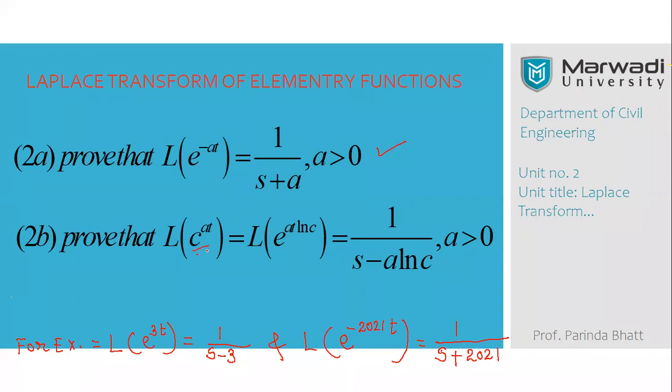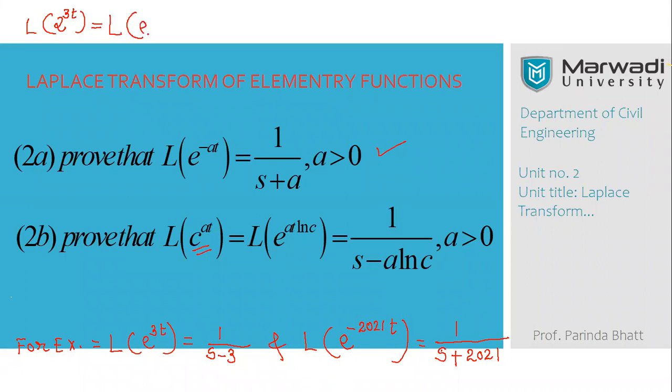Now c raised to at. C means c is any constant. For example, Laplace of 2 raised to 3t, right? That's why you can understand better with numbers. Laplace of 2 power 3t. Right? 2 is constant, a is constant. Now we can't apply directly because there's no particular formula for that. But this term we can write in exponential form.